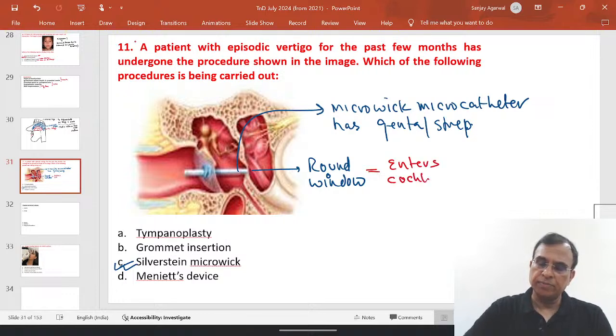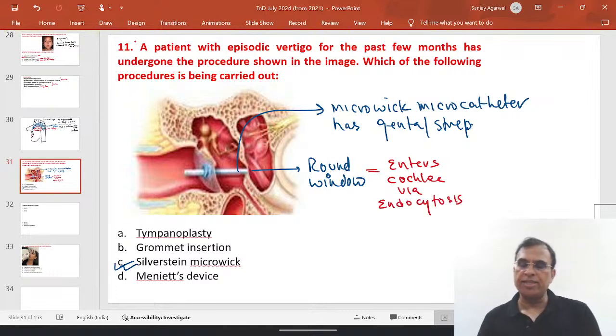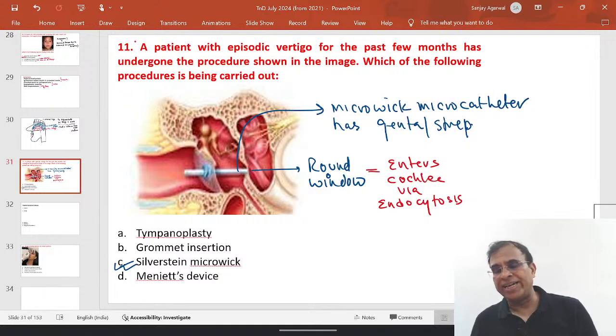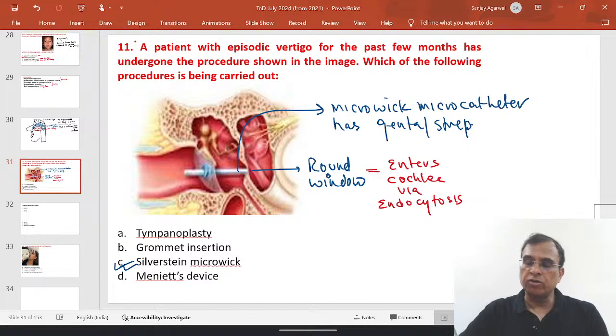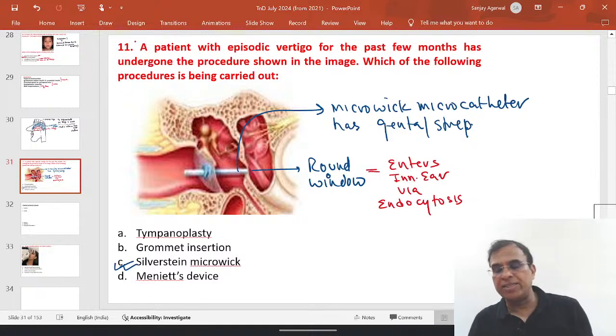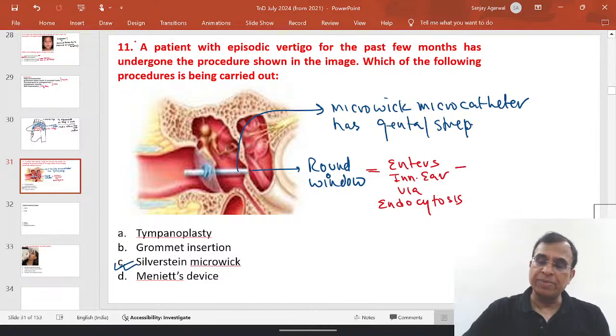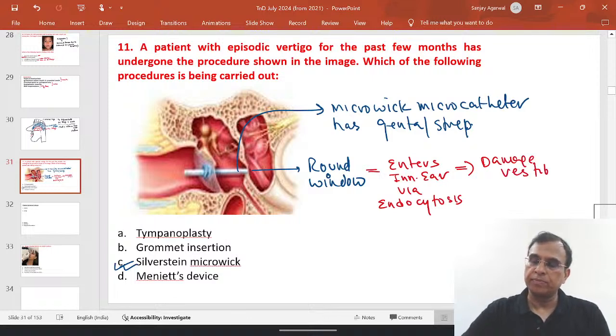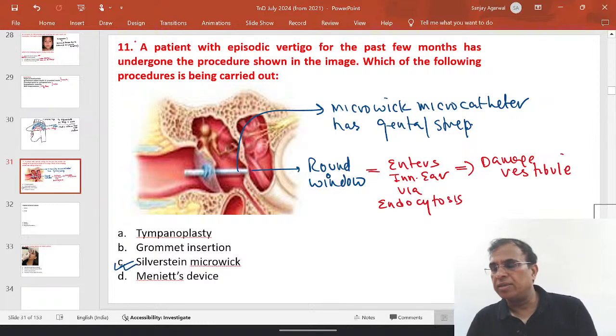the inner ear via a process called endocytosis. The process by which the gentamicin enters is not into the cochlea, but the labyrinth, the inner ear. Gentamicin or streptomycin, being ototoxic drugs, damage the vestibule, and this will relieve vertigo.